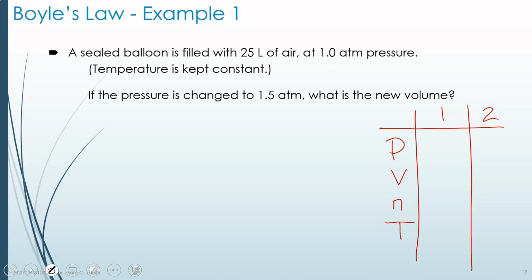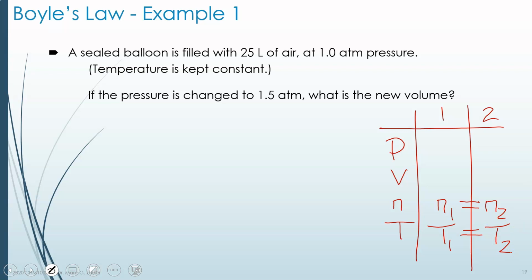Well, in this particular example, we're told it's sealed. Sealed tells us the number can't change. So whatever the old number is, we know it's the same as the new number, so we don't have to worry about that. We're also told that temperature is constant. So the old temperature is equal to the new temperature. So we don't have to worry about that either.